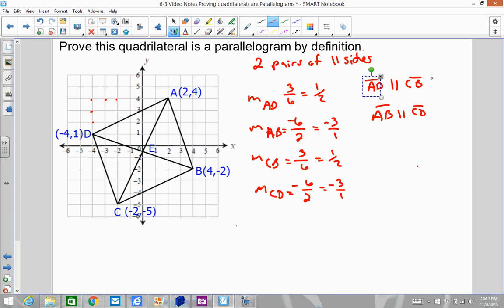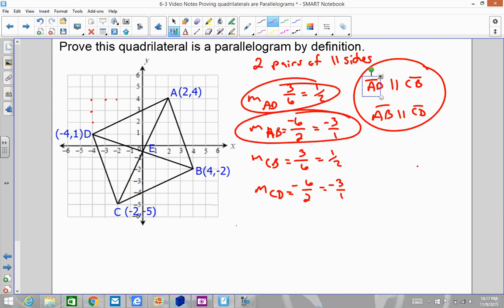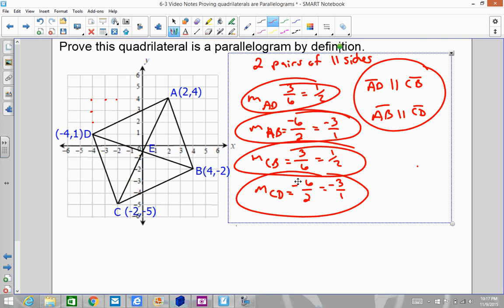Now, just having this is not enough. You have to have all these slopes also. So to prove a figure is a parallelogram, by definition, you have to have the slopes of each side and be able to write this statement. Got to have that work there.